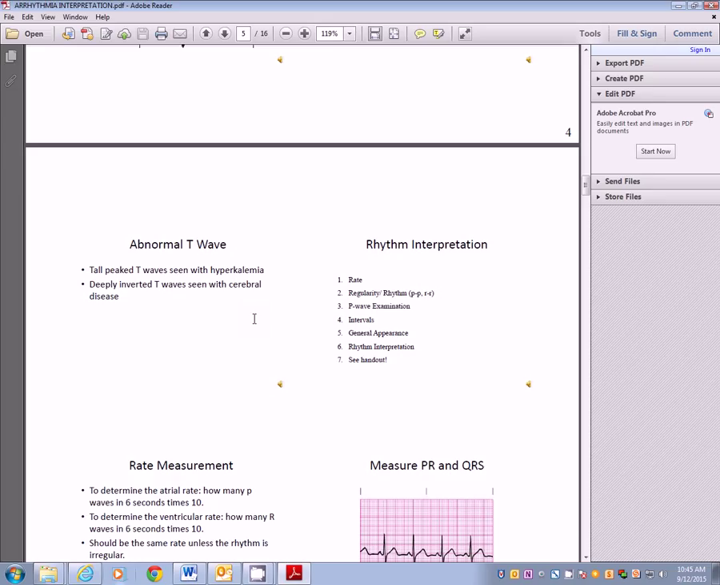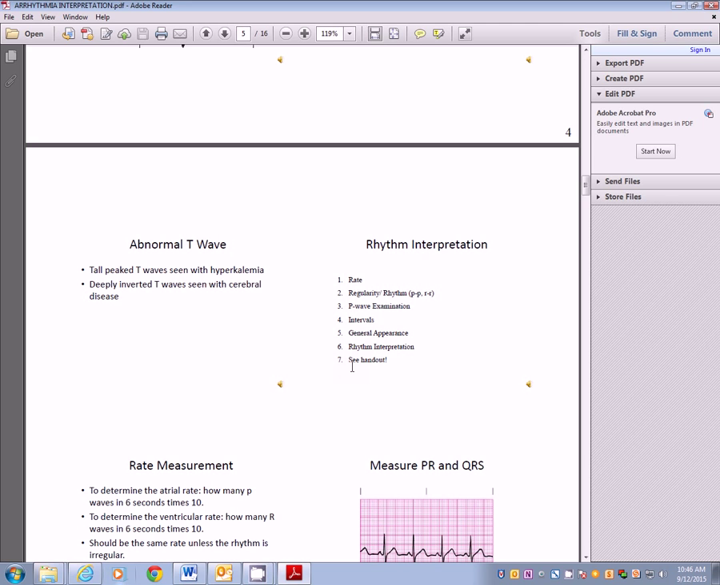Again, looking at rhythm interpretation, you want to look at certain things, and I also posted a handout that you will want to keep beside you when you are doing your little test, because this gives you the steps that you go through to figure out the rhythm interpretation. You're always going to look at the rate. Is this a regular rhythm? Are there P waves? What are the intervals? What's the general appearance? And then what's the rhythm interpretation?